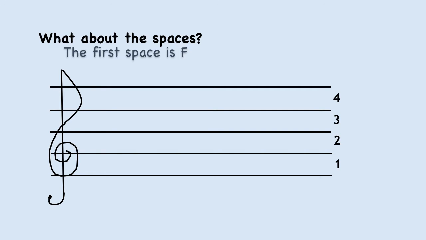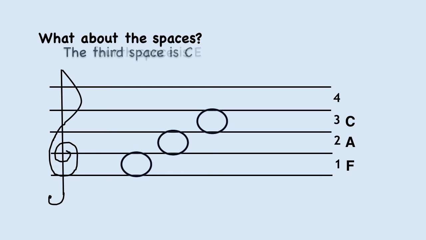And now for the spaces. When a note is in a space, that means that the note is in the space between 2 lines. The first space, remember we start from the bottom, is F. The second space is A. The third space is C. And the fourth space is E.